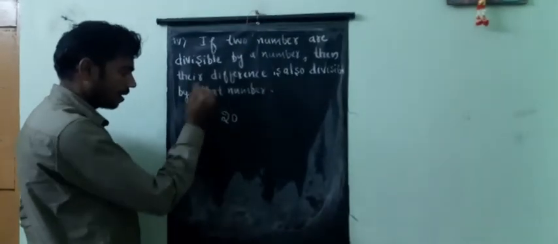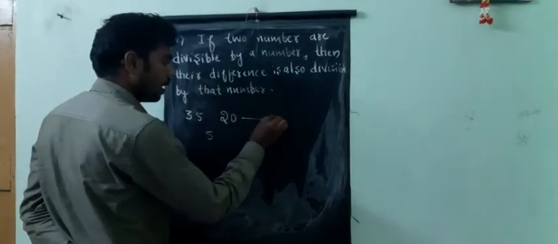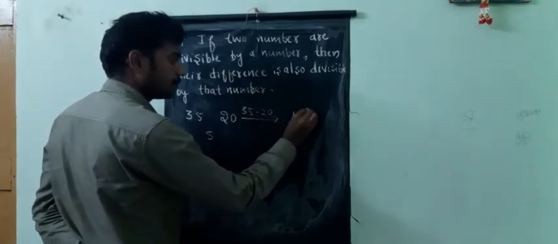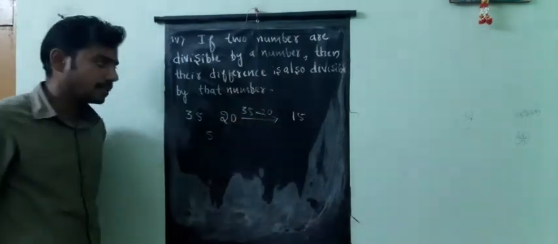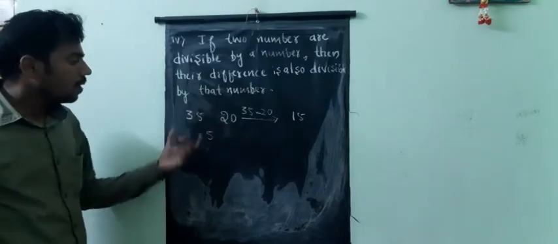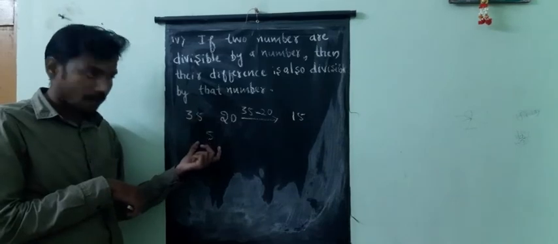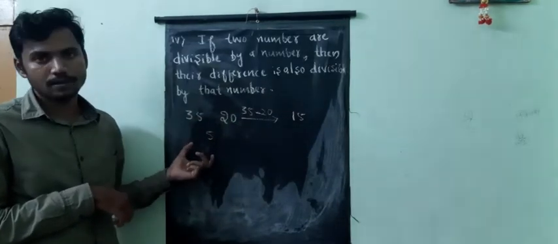We will take an example and we will understand it. See, 35 is a number, 20 is the other number, and they are divisible by 5. 5 sevens are 35, 5 fours are 20. So if I take the difference, 35 minus 20, that is 15. Is 15 divisible by 5? Yes, it is divisible by 5. So, if the two numbers are divisible by a number, then their difference is also divisible by that number.